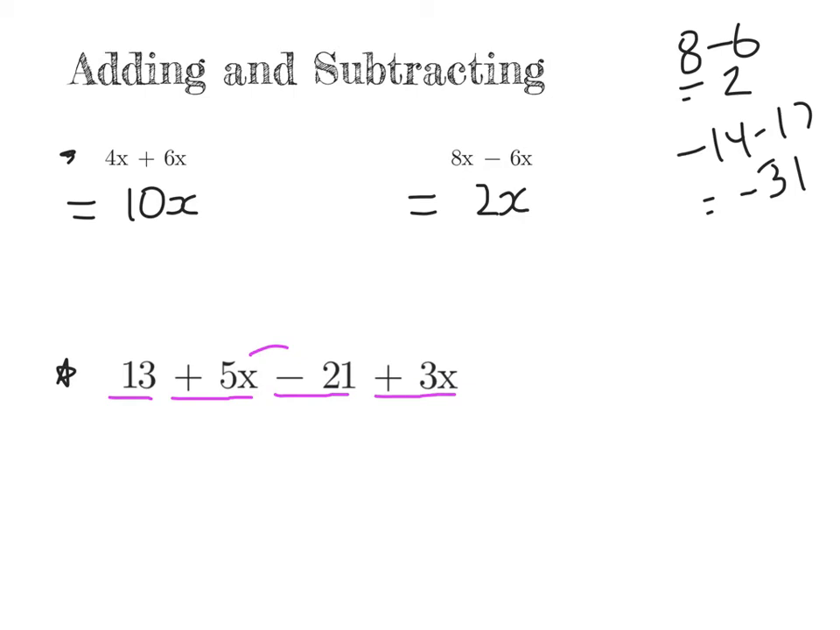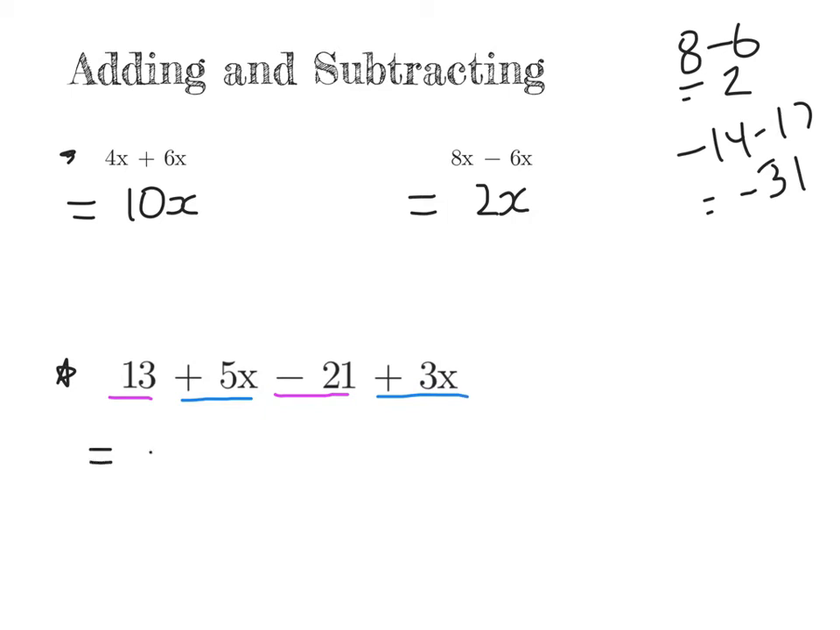And I'll just rub out. And what I'm going to do is I'm just going to do a different colour for my x like terms. So my purple ones, 13 take 21. This could be a chance if you needed to check with your calculator.